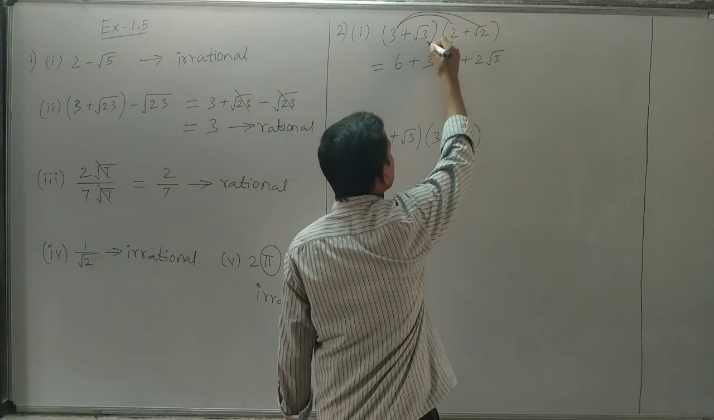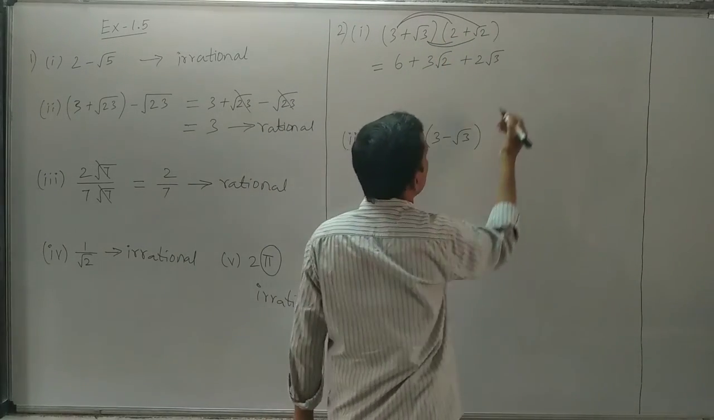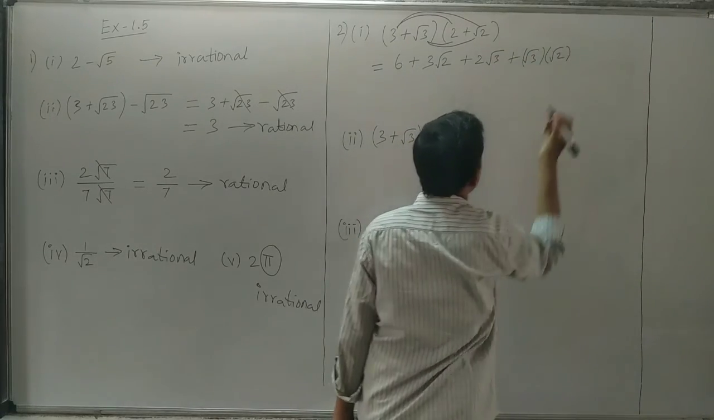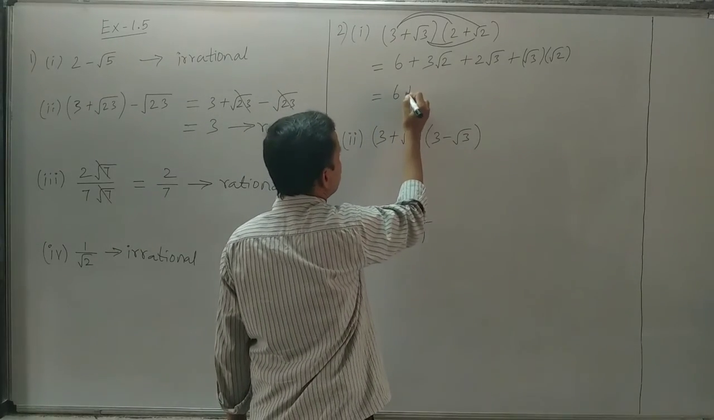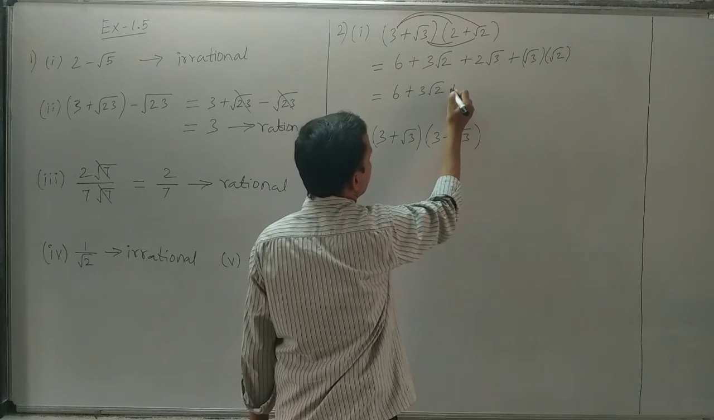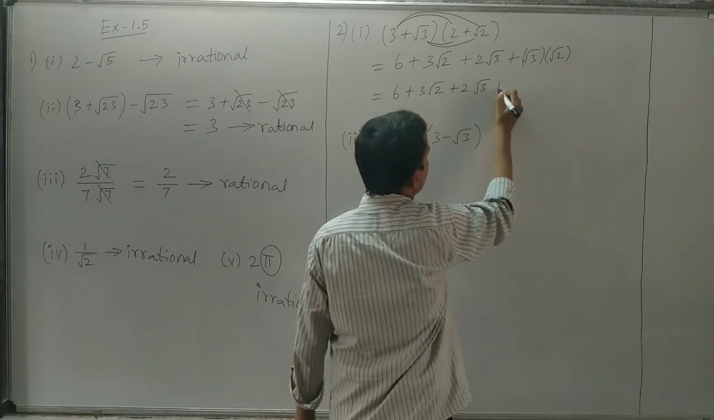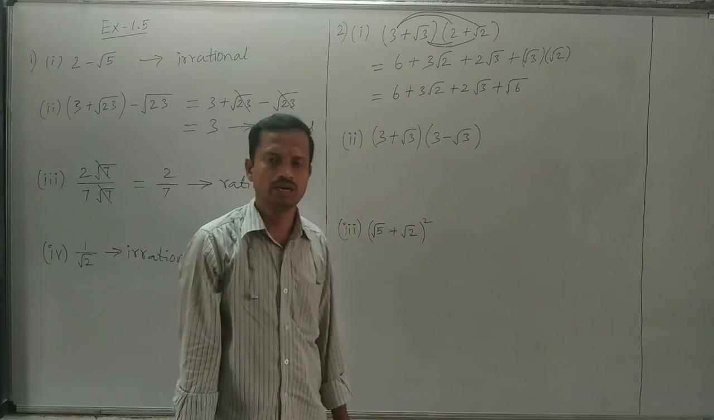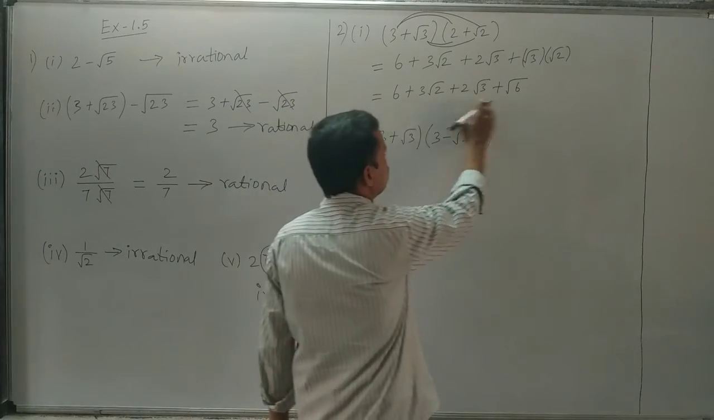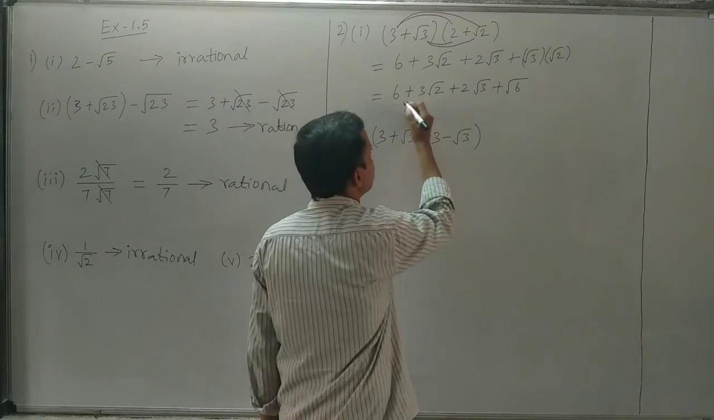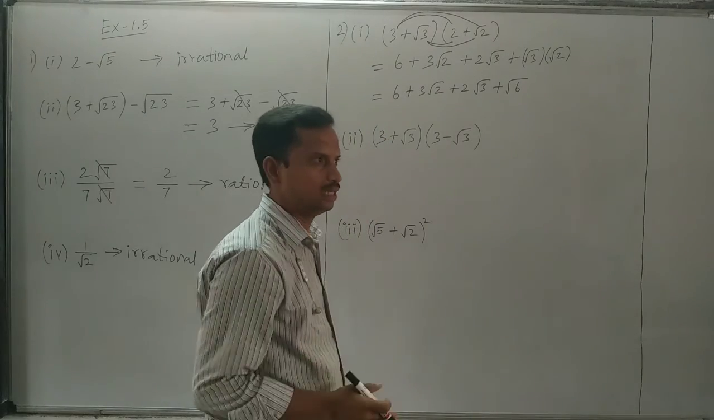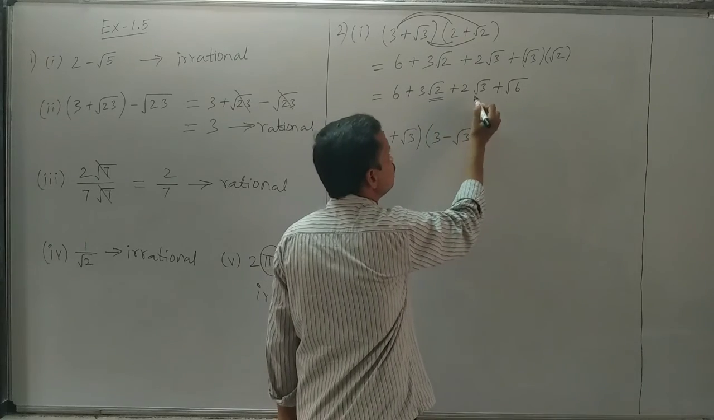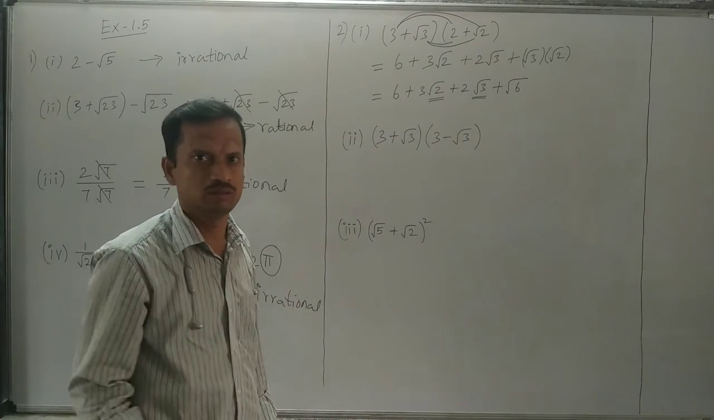And then again root 3 into root 2, what comes? Root 3 into root 2. And now we can write this as 6 plus 3 root 2 plus 2 root 3 plus root 6. Root 3 into root 2 you can write as root of 6. So further we cannot simplify, because here 6 but here root 6, we cannot add that. And here you see 3 root 2 and this is 2 root 3.